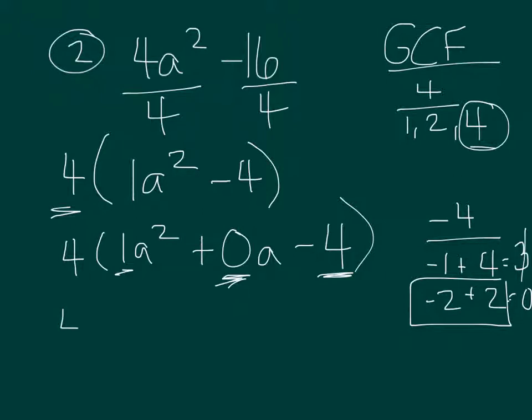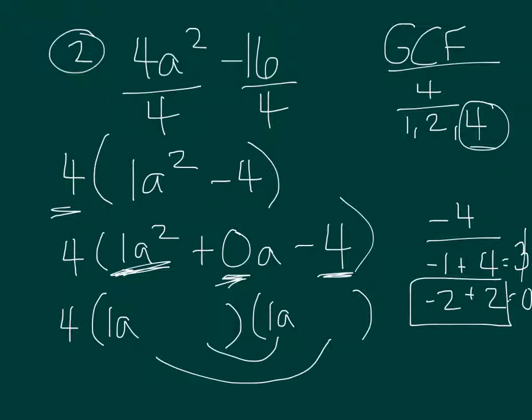So now when I factor this out, I'm going to have 4 times, I'm going to make my 2 sets of parentheses. It's going to be 1a and 1a, because we need it to multiply to 1a squared, so they both have to be 1a. And then we're going to do this little thing, these little smiley face things. And then it's negative 2 and 2. And again, these two numbers are 1, so it doesn't matter which one is where. Whoops, that's a 2. Negative 2 and 2.